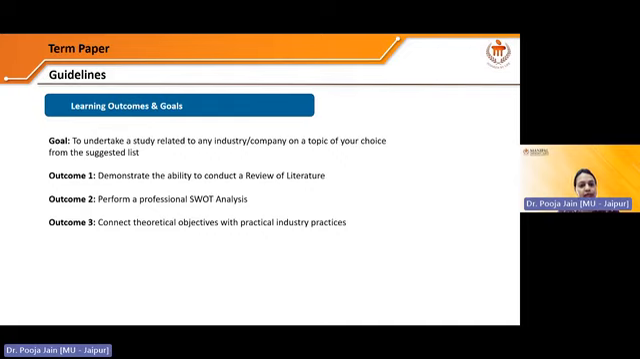Okay. Now, what is the third outcome? The third outcome is to connect theoretical objectives with practical industry practices. So in the third outcome, you will have to identify some objectives related to your topic, and you will have to solve or analyze these objectives in your term paper, right? So you will have to connect the research objectives with the industry which you have chosen.